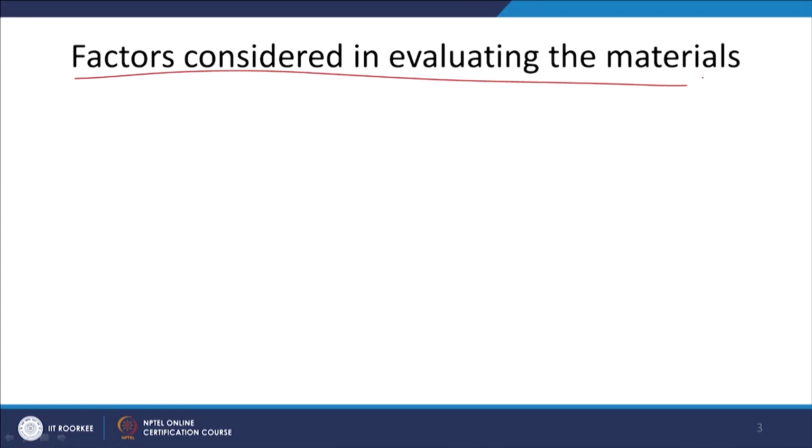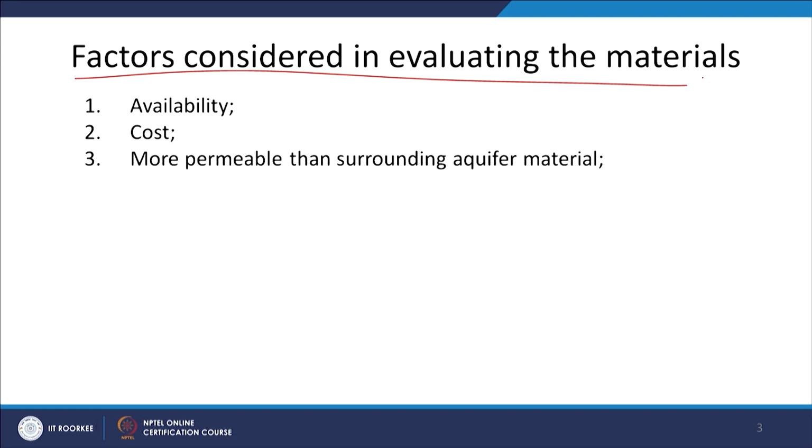Then we moved on to the factors that we consider in evaluating the materials. A quick recap of them. Obviously availability, and I believe cost, right? Then it should be more permeable than the surrounding aquifer, so that's one particular aspect. With respect to the phosphate materials, we saw that, based on the way we analyze it, as uranium concentration per gram of phosphate material or uranium concentration per area of phosphate material, the performance seems to differ, right?